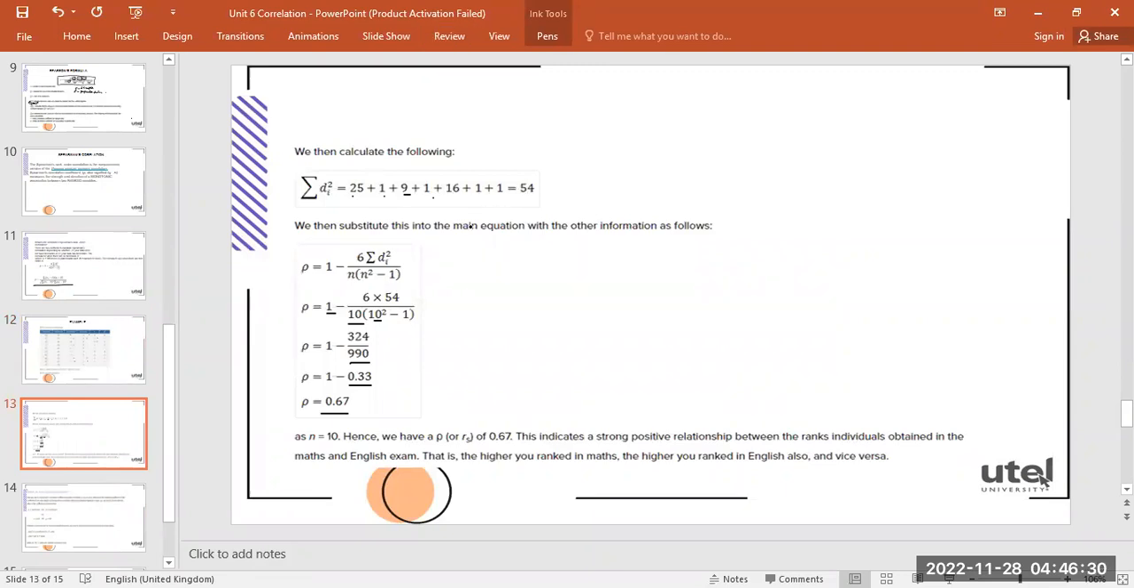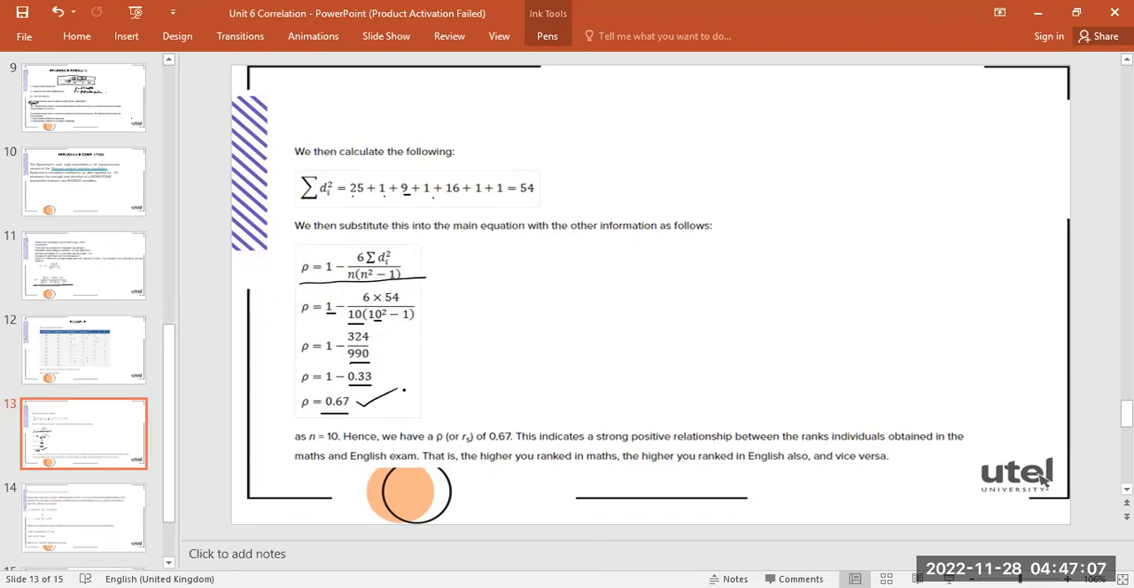And then the next thing we do is substitute this value into the main equation with other information as follows. You can see here, this is our formula that we've been given. So we now have 1 minus 6 multiplied by the summation of d subscript i squared, which is 54, divided by n, the number of our sample data, which is 10, times n squared minus 1, that is 10 squared minus 1. And of course, if you do the math, this is what you are going to have.